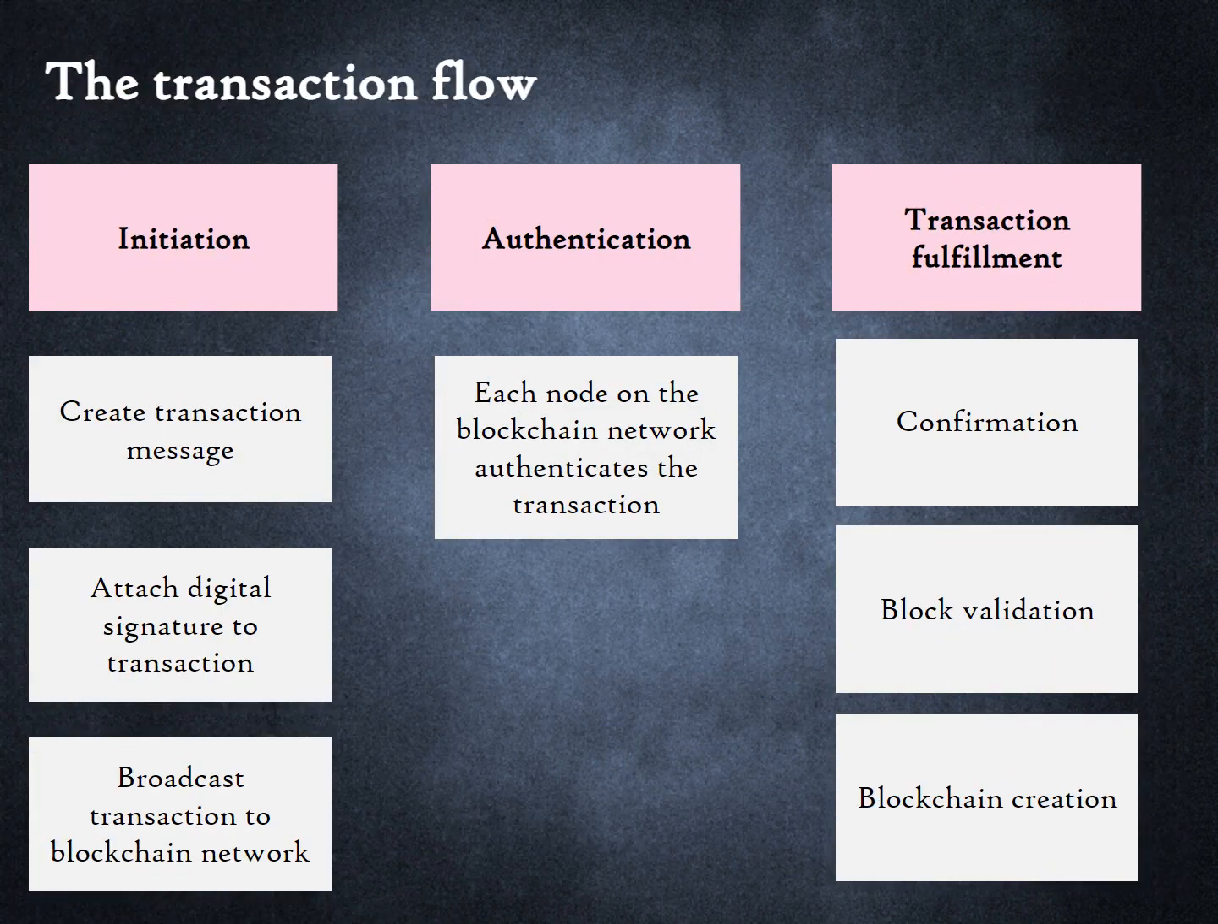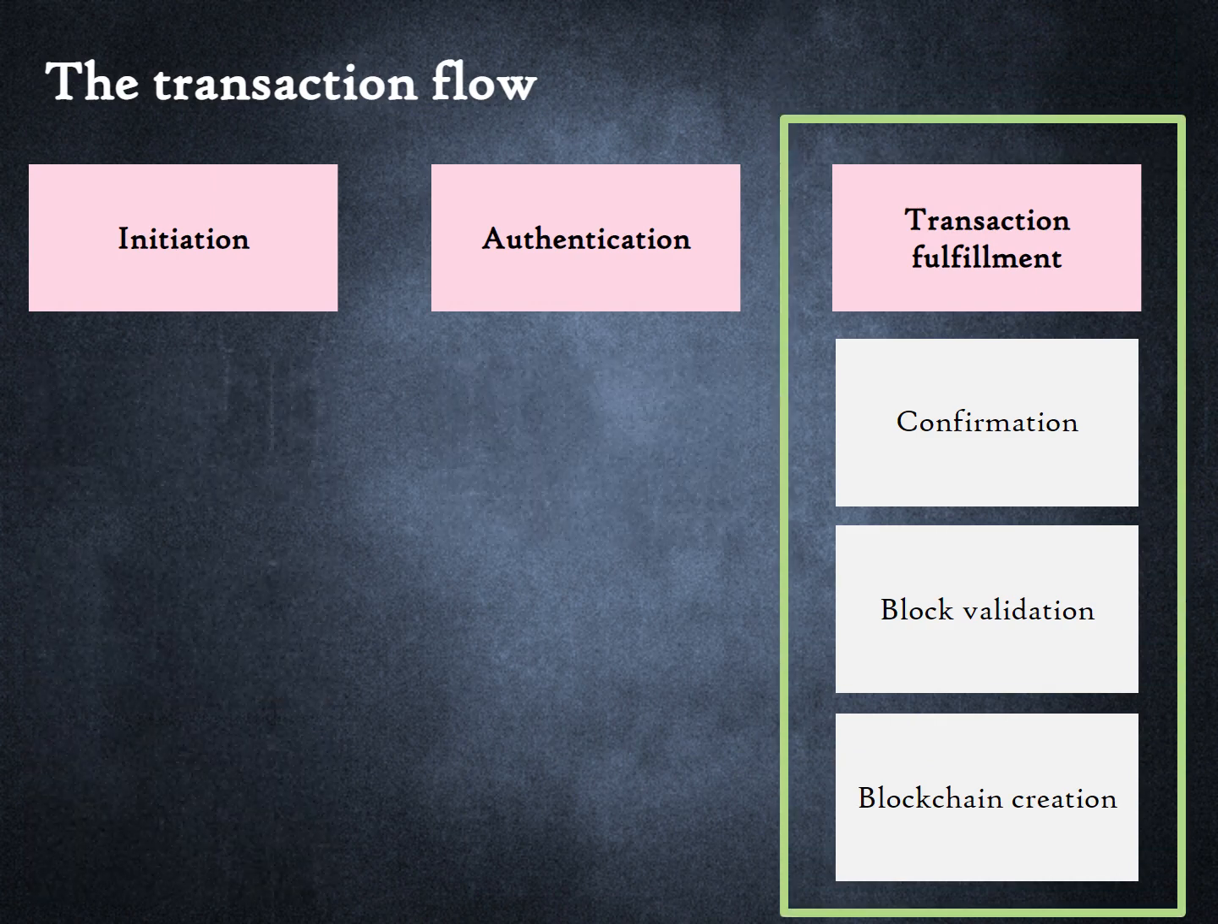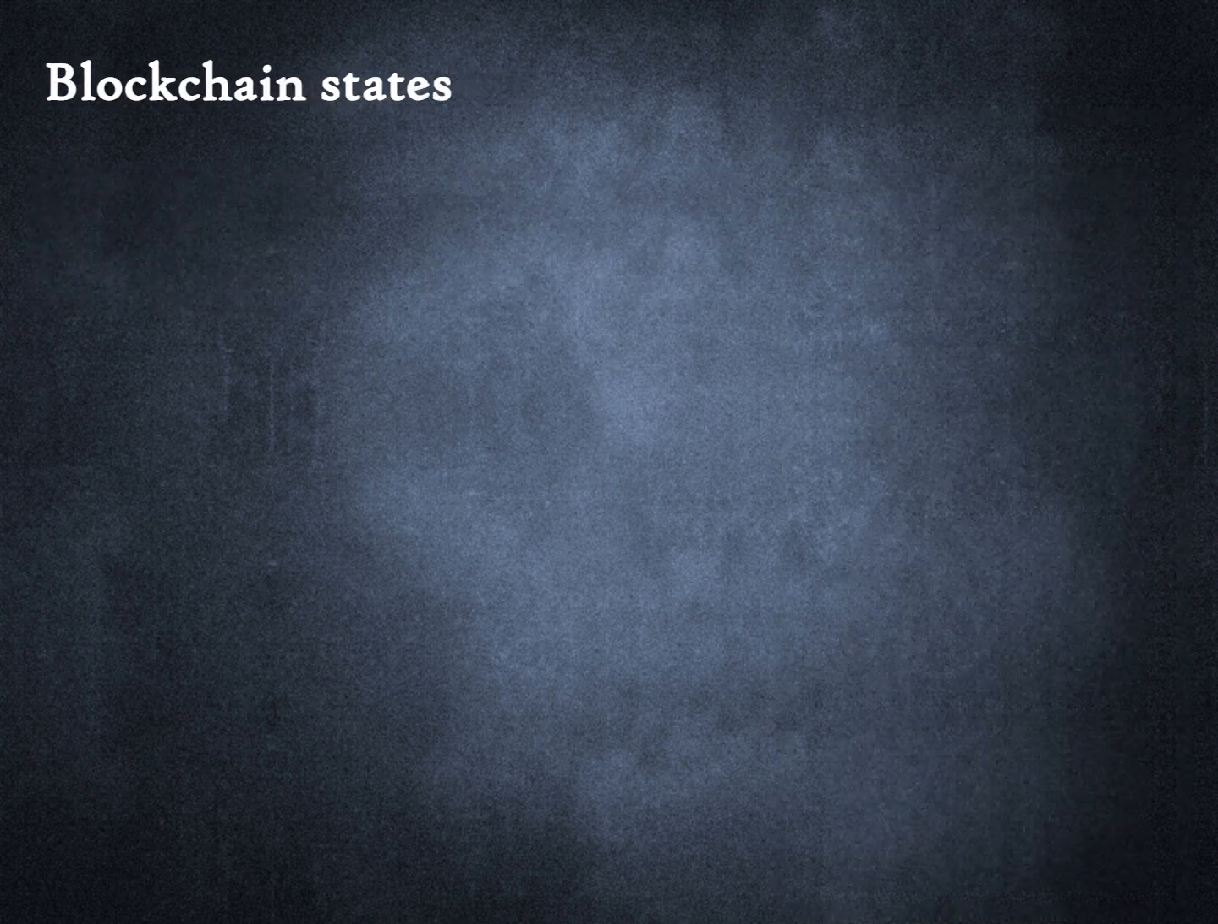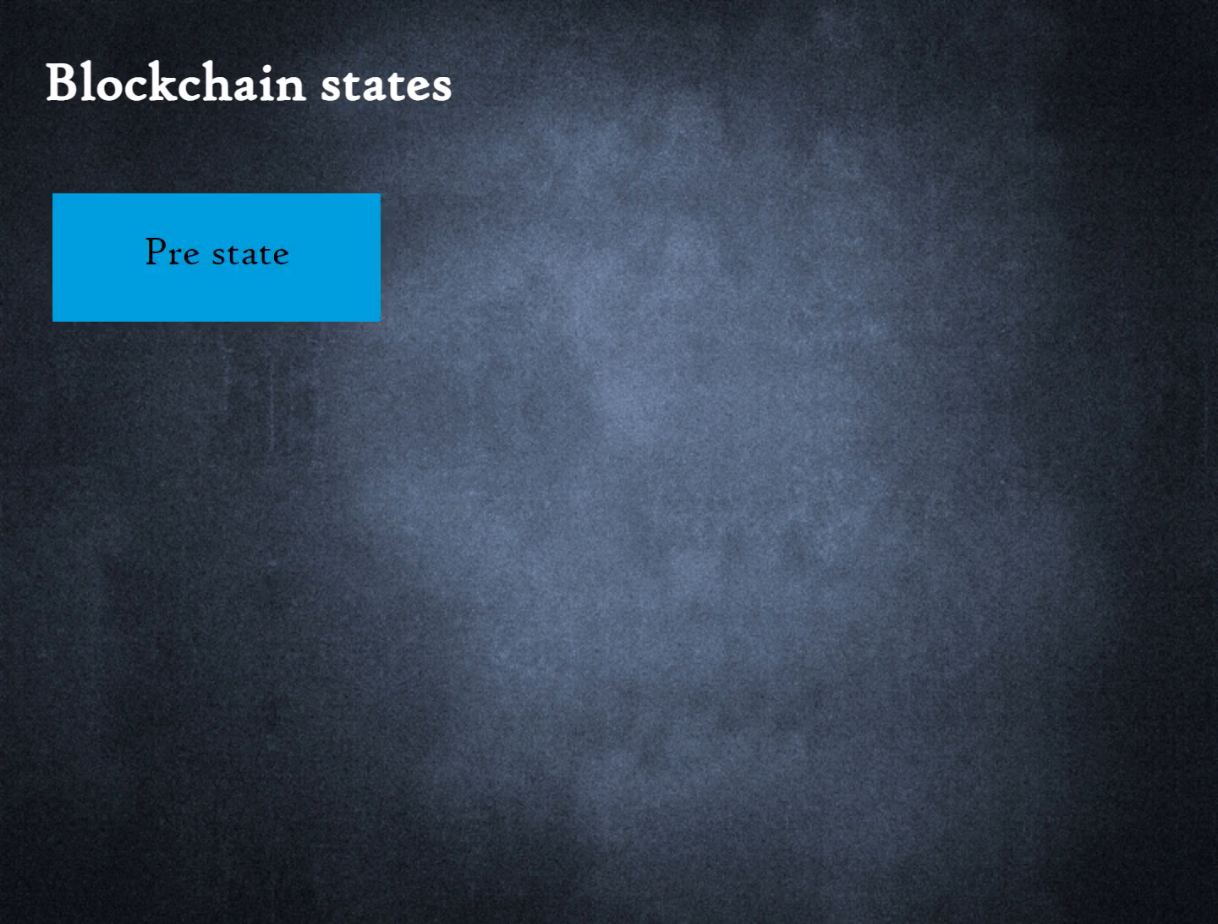So far, we have covered the initiation and authentication phase of the transactional workflow of Ethereum. In this lesson, we will cover the transaction fulfillment step. Before we proceed further, let us take a minute to reflect on what occurs in this step. Before this step, the official blockchain record is in a particular state. Let's call this state A.